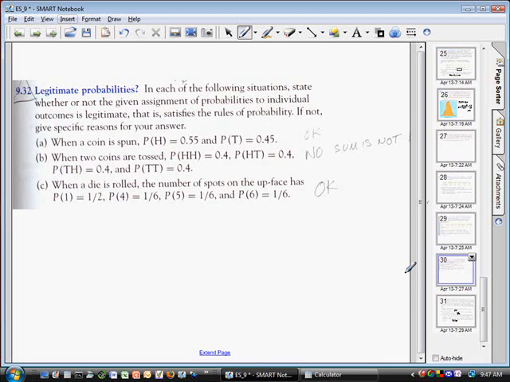1/2, probability of a 4, 1/6, probability of a 5, 1/6, probability of a 6, 1/6. Well, we got to do a little adding here. 1/6 plus 1/6 plus 1/6 is 3/6 or 1/2. Yeah, this works. It's a strange die. It's obviously loaded, but from a probability standpoint, this makes sense because they total 1.